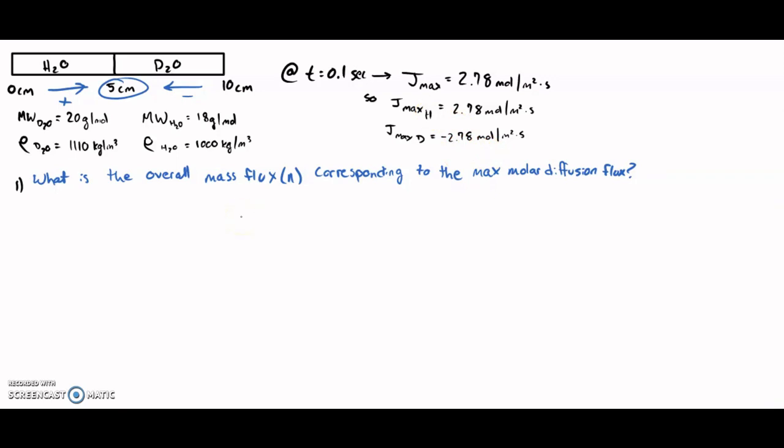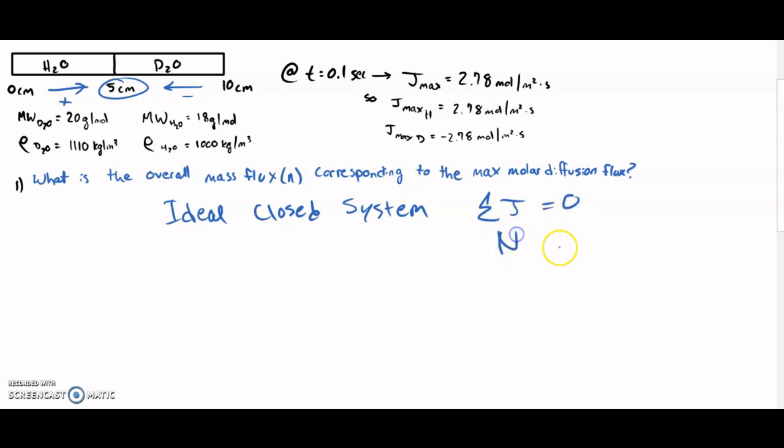Now this is a closed system and considered ideal. So that means that the sum of our molar diffusion fluxes will equal 0, and our overall molar flux will equal 0 since it is a closed system. Now the first question is asking us what is the overall mass flux corresponding to the max molar diffusion flux.